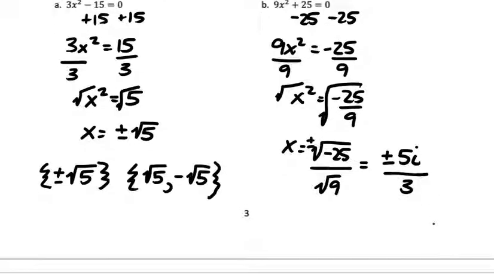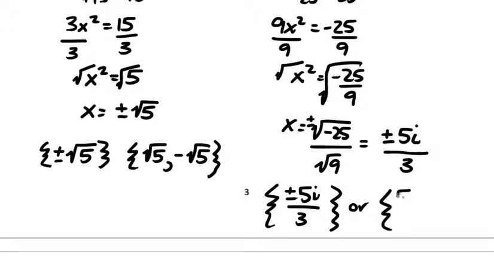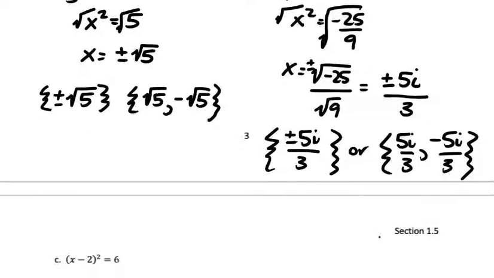So when I go to type this in, I could type plus or minus 5i over 3, or 5i over 3, comma, negative 5i over 3. Either one is fine.